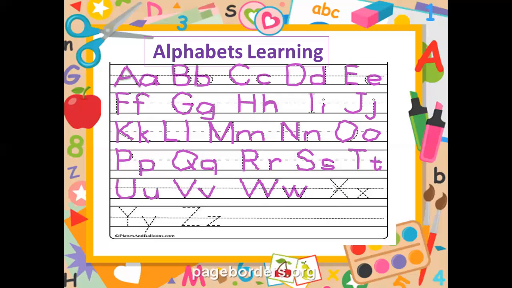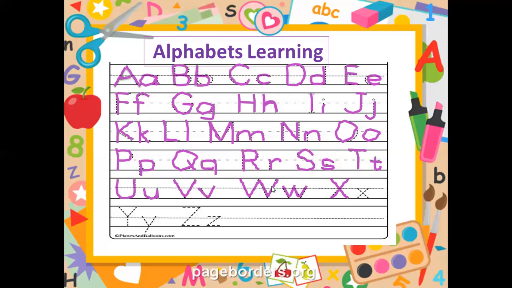How will you draw the letter X? A slanting line from top to the bottom and another slanting line in the opposite direction, touching the first one at the middle, from top to the bottom. Okay, a slanting line from top to the bottom and another slanting line touching the first one at the middle.